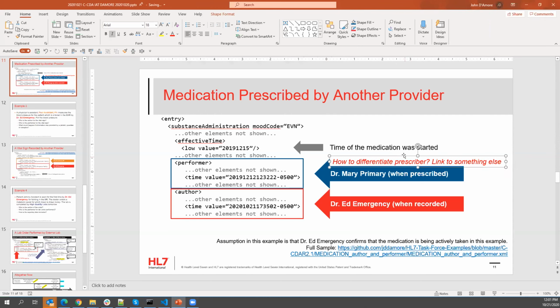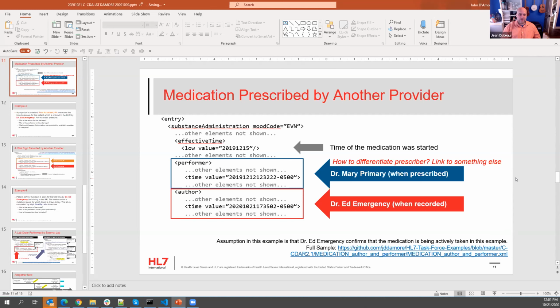Prescriptions, it depends on your place, but if you look at the V3 model, it has both a request for substance administration and a request for supply. That's the outpatient world, but normally in the inpatient world, it would just be a request for an administration. Yeah, this looks like Dr. Primary was the one that gave the shot. Exactly. Yep.